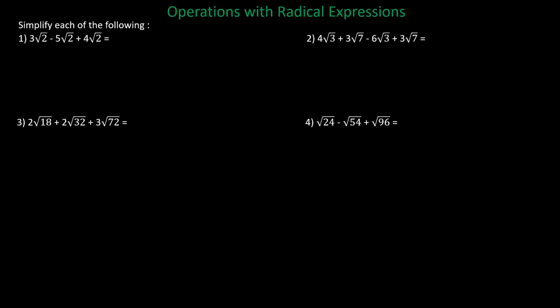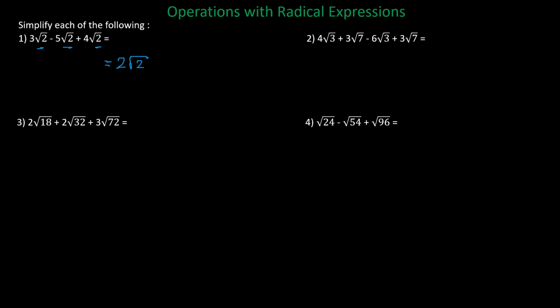Hi, today we will do operations with radical expressions. Let's start with the first example, 3 square root of 2 minus 5 square root of 2 plus 4 square root of 2. It seems that it's the same root, so we deal with it as like terms. So we're going to add 3 minus 5 plus 4, which is 2. Then the answer will be 2 square root of 2.